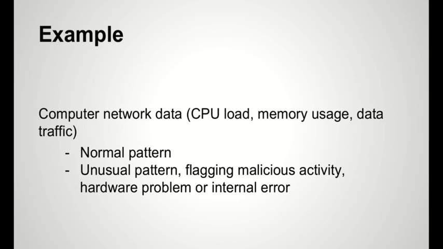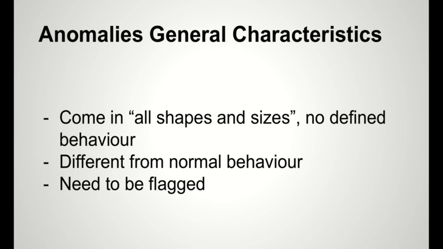It may be implicit, but I want to make it explicit that anomalies come in all shapes and sizes, and there's no defined behavior. That's why they are anomalies. There are many ways in which something could be anomalous, and we don't know which ways exactly, but we know the normal behavior. So knowing what is normal, we'll be able to tell if there is something strange, even though we don't know beforehand what this strangeness could be, or the source, or what is strange really.